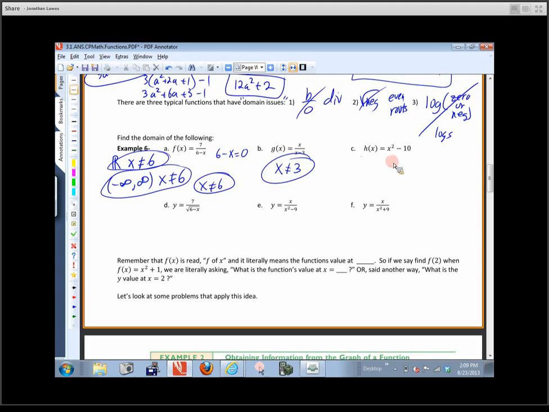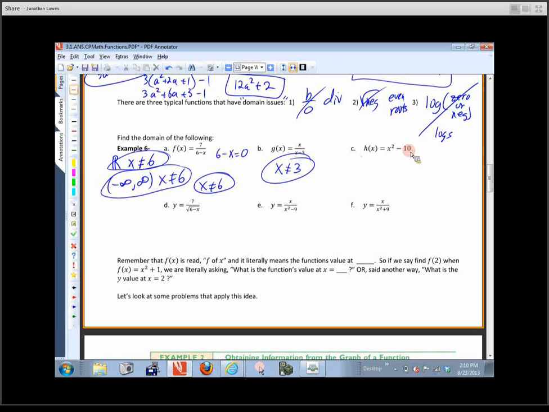What about this one? Do you have division? No. Even roots? No. It's an even power, but not an even root. And do you have a logarithm here? No. You can plug in anything you want. Pick any number.